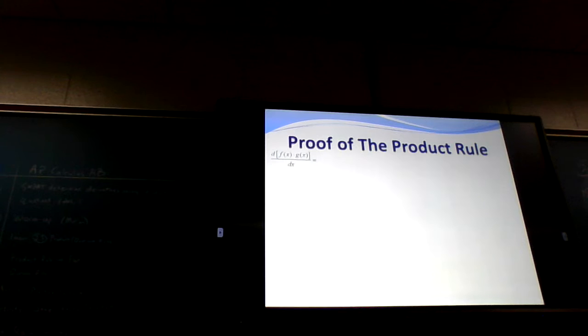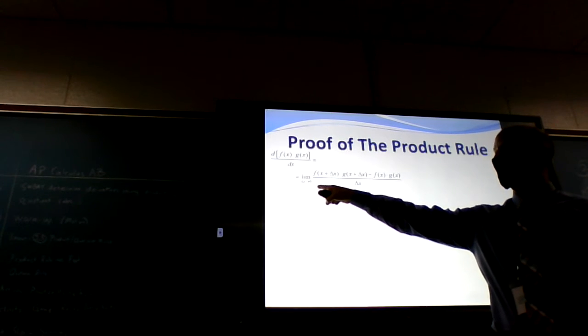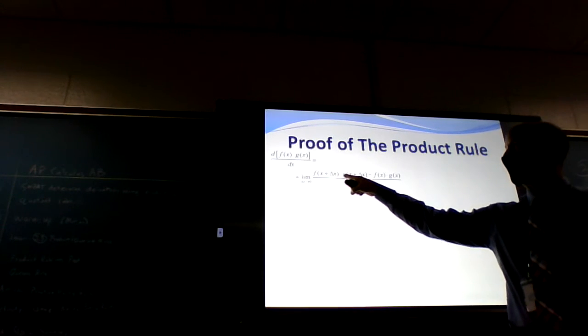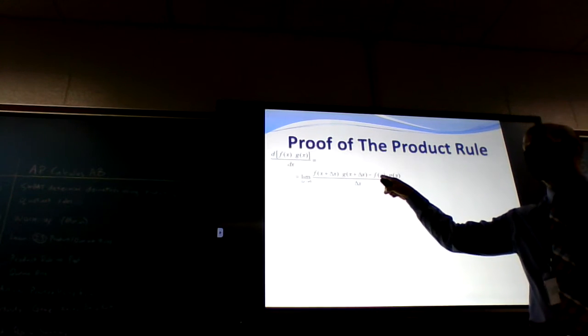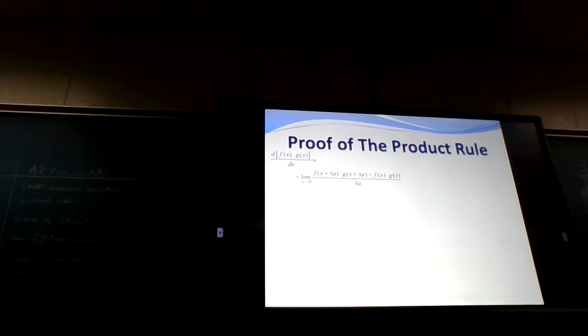So, product rule. What I've done here is I've got it all typed up into this PowerPoint so that it'll go really fast. We're trying to find the derivative of f times g, correct? By our definition of a derivative, that means I've got to do the limit as delta x goes to 0 of f of x plus delta x times g of x plus delta x minus f of x times g of x, over delta x. Does that kind of look familiar? Remember, 2 weeks ago I said if you got a tattoo, get this tattoo. Anyways, that's what that is.